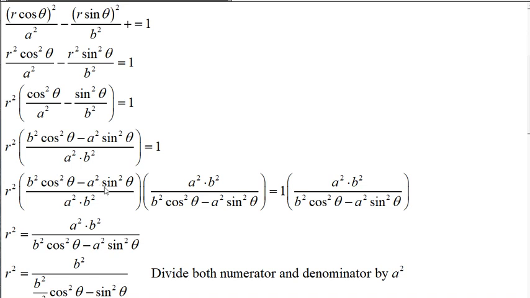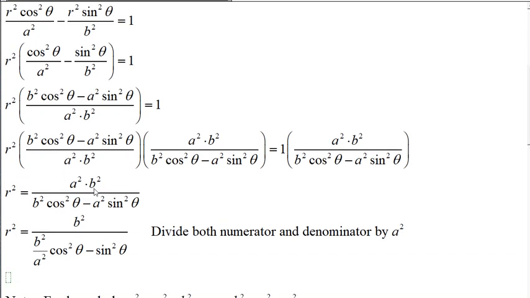And so this expression multiplied by the reciprocal is 1. The numerator here will cancel out with the denominator here, and the denominator here will cancel out with the numerator here. So we have r squared times 1, which is just r squared. So r squared is equal to a squared times b squared divided by b squared cosine squared theta minus a squared sine squared theta. And this is the corresponding polar equation.